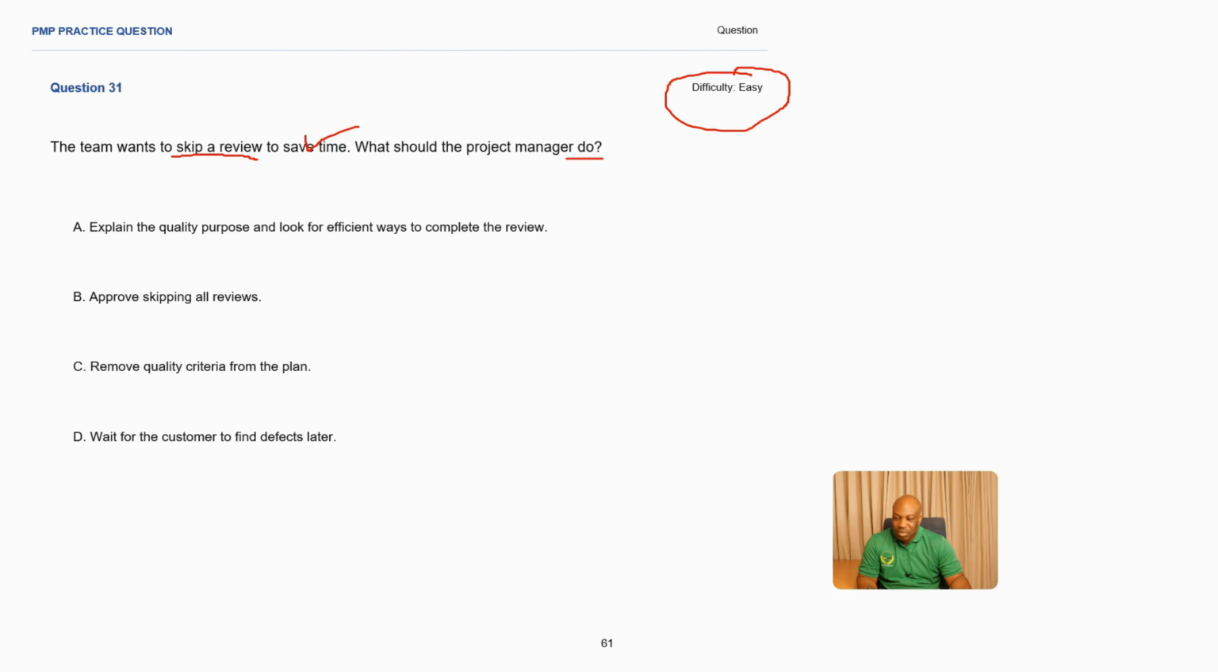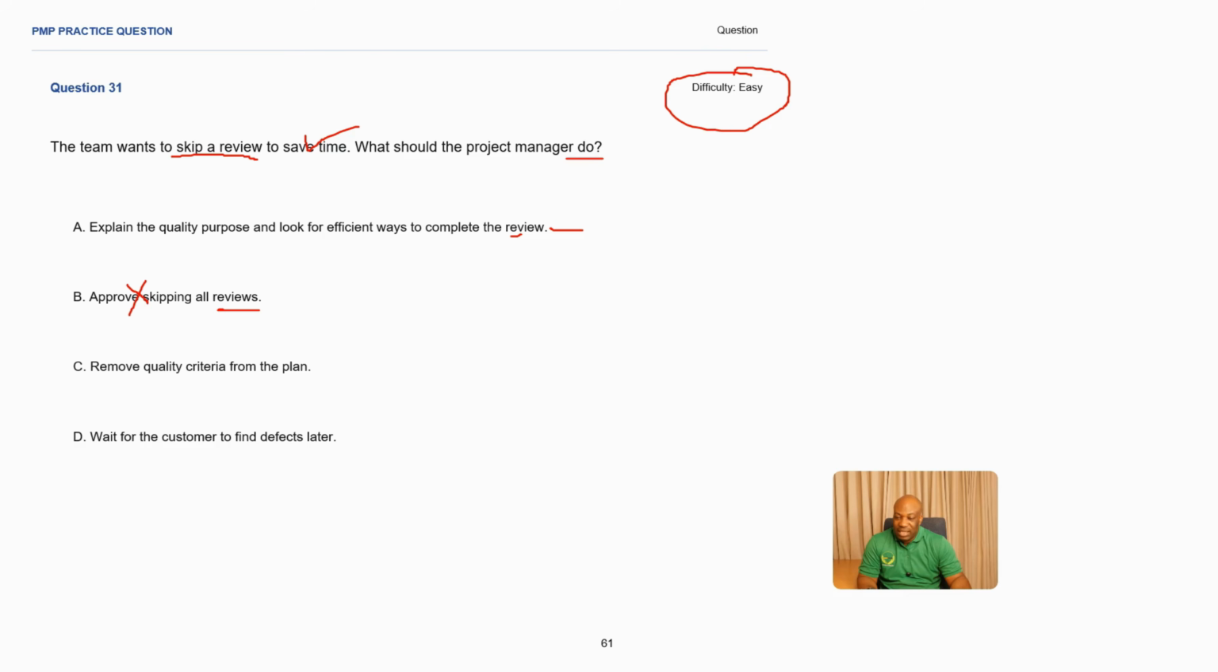Explain the quality purpose, and look for efficient ways to complete the review. Okay, this makes sense because I'm seeing it's targeting to resolve the review issue here. Then B, approve skipping all reviews. This is very dangerous. In a project, you don't skip reviews. They are very important. You cannot skip reviews to save time. It might also affect quality, making this an incorrect answer.